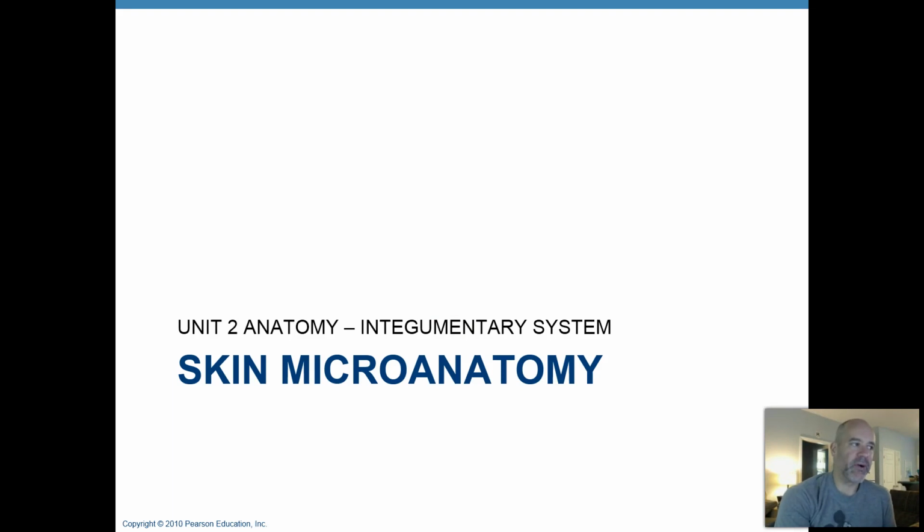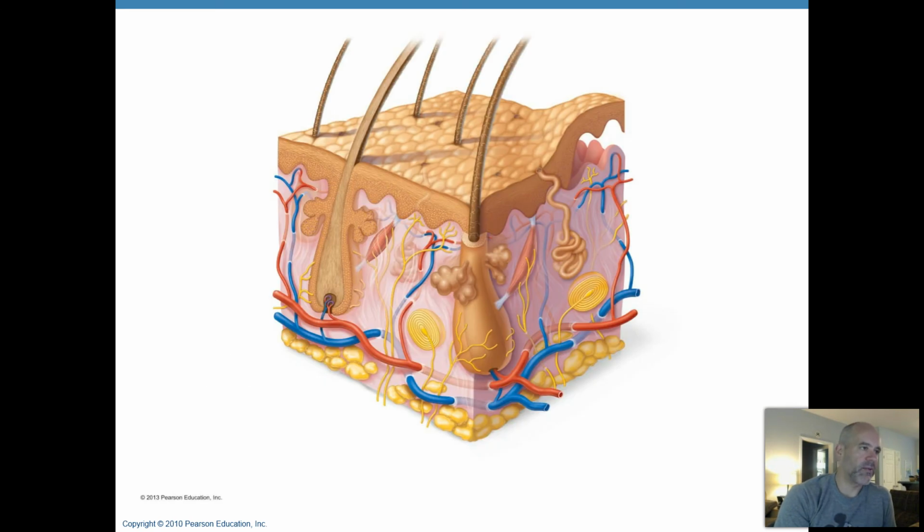Hello, we're going to continue on now with the microanatomy, the microscopic anatomy of what's going on in your skin, the integumentary system. There's a whole lot more going on in the skin than maybe you ever actually thought about. Lots of interesting structures there. I was very surprised when I first learned about the skin and how complex and fascinating it really was. So let's move forward and talk about the skin.